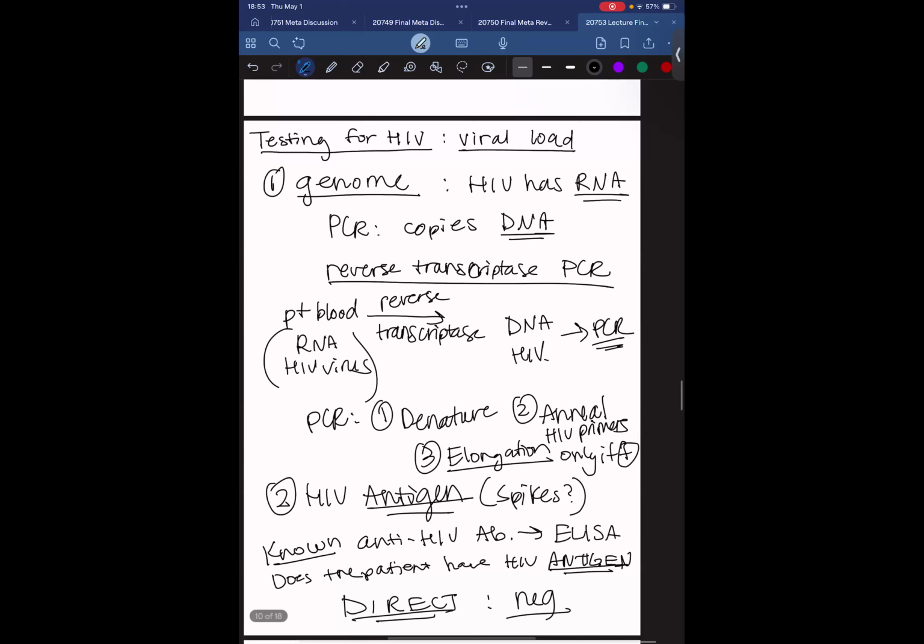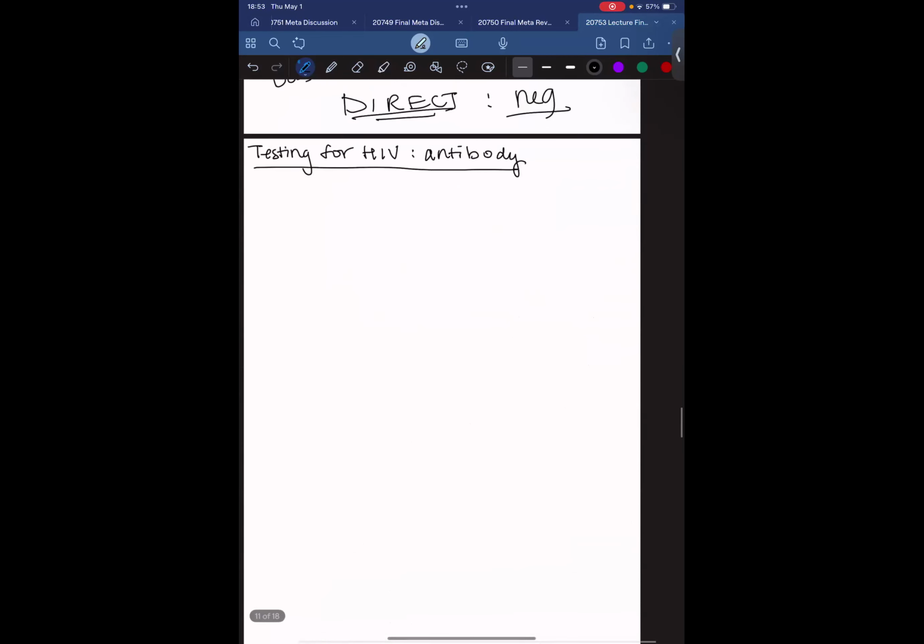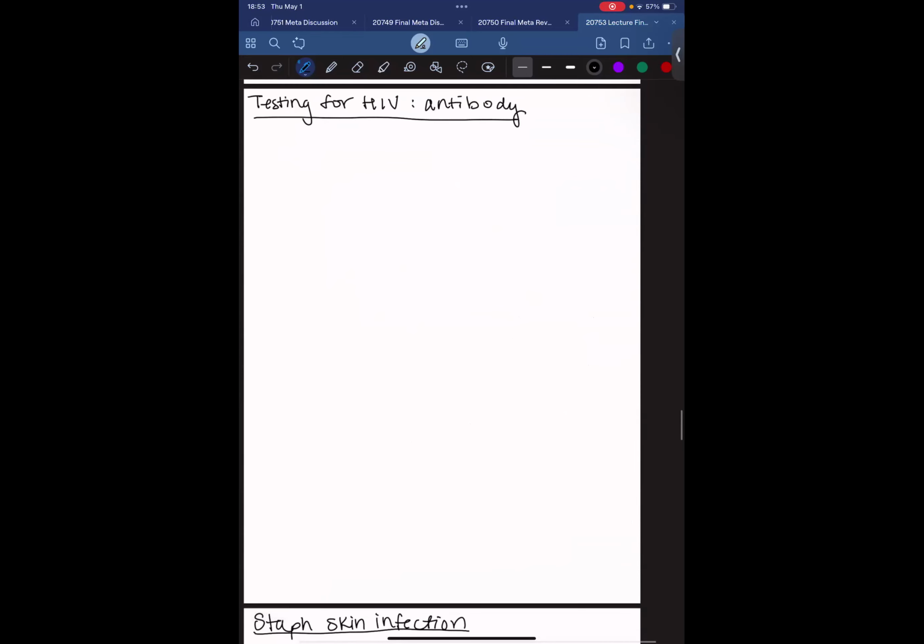Okay. So how do we actually look to see if somebody had HIV at any point? That's when we come up with testing for the antibody. To test for the HIV antibody, we'll do ELISA again. But this time in the ELISA, we're going to ask the question, does the patient have any anti-HIV antibody?